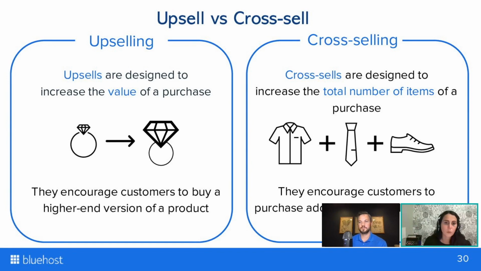Your cross sells are going to increase the total number of items of a purchase. So they encourage customers to purchase additional related products. So you see, I'm buying a shirt, a business shirt, you might want a tie and new shoes. And so you'll typically see cross-selling in the form of frequently bought together.